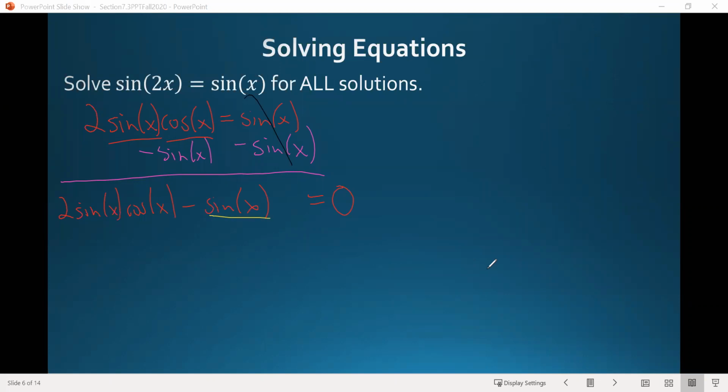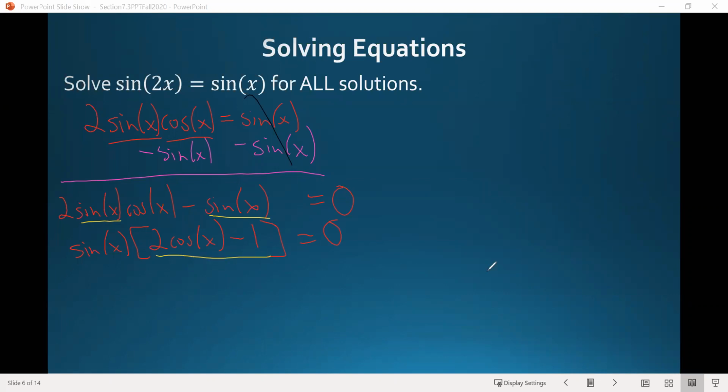Then notice both of our terms now contain a sine of x, so we can factor that out. We'll have sine of x times, and that's supposed to be a bracket, let me draw that better. We'll have 2 cosine of x left in the first term when we factor out the sine, and then a minus 1, since we factor out sine from the second term, equals 0.